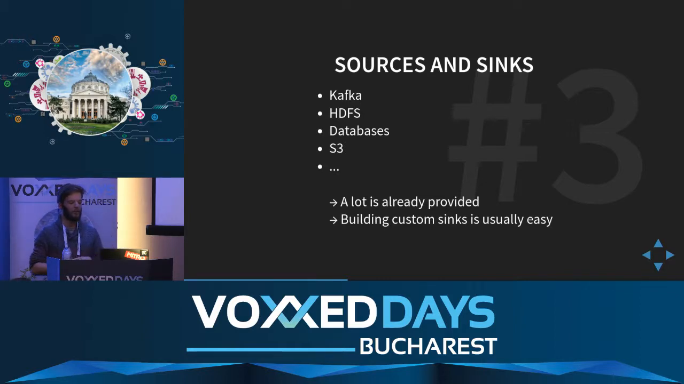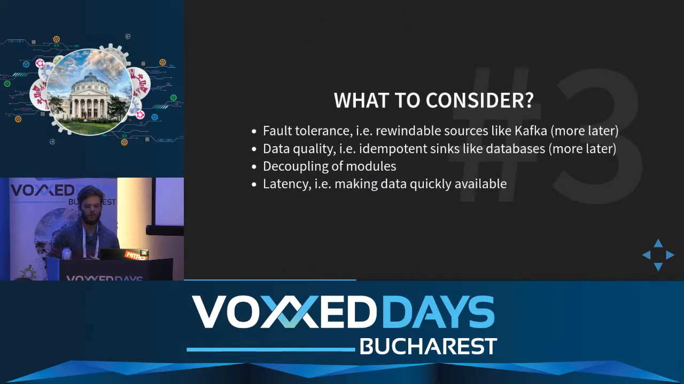You could also read from HDFS, which is a distributed file system. So again, it's like a file system, but you want to have everything replicated. So it's a file system where the data is spread on many, many different nodes. And then there's one name node that you ask, hey, please give me that file, and then it gives it to you from some server, but it's always replicated. Big data also always has to do with databases, and with cloud more and more evolving with S3 storage. And most of this is already provided, but sometimes you have to build your own sinks and sources, but this is usually easy. But so what is to consider when you add sources and sinks?